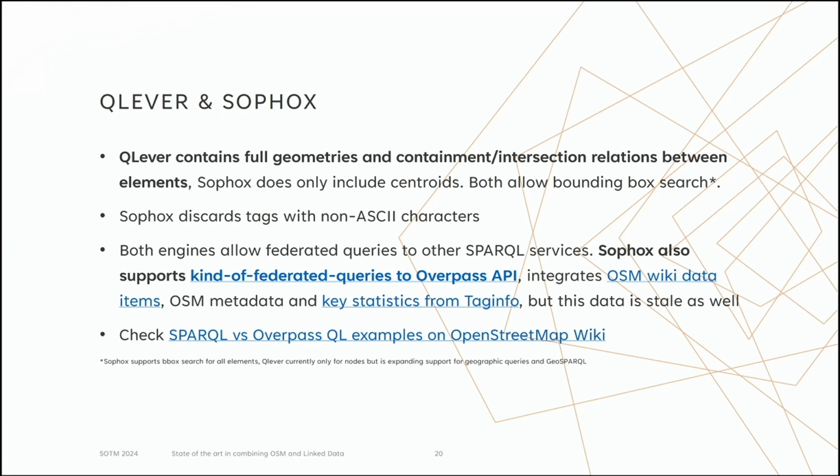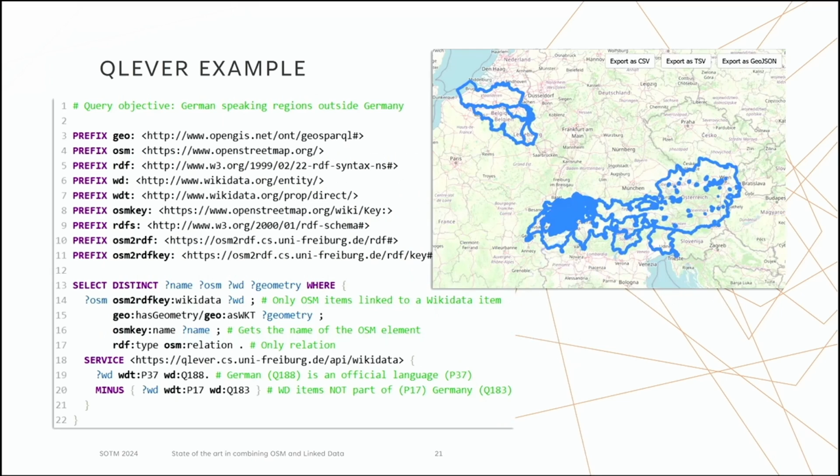But Sophox is better integrated with the OpenStreetMap world, for example by supporting Overpass API calls that can be nested inside the SPARQL query. Also, in Sophox, the RDF dump includes metadata of OpenStreetMap elements, not only the element itself, which is not done by QLever.